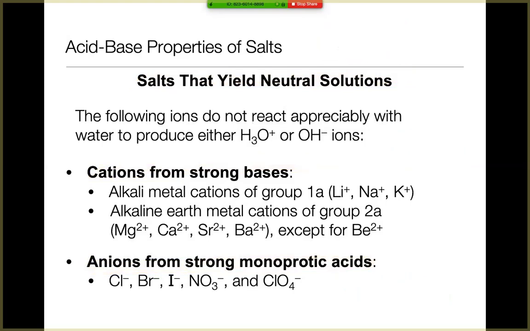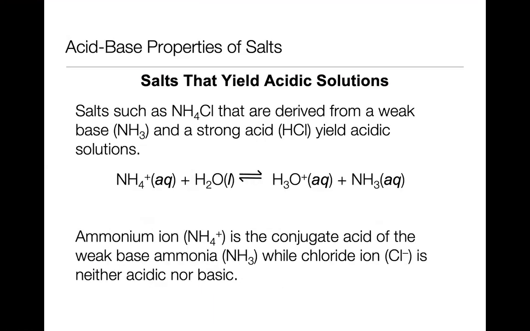Take home message: cations from strong bases don't affect pH. Anions from strong monoprotic acids don't affect pH. So what about salts that do affect pH? That's the next thing we need to talk about.